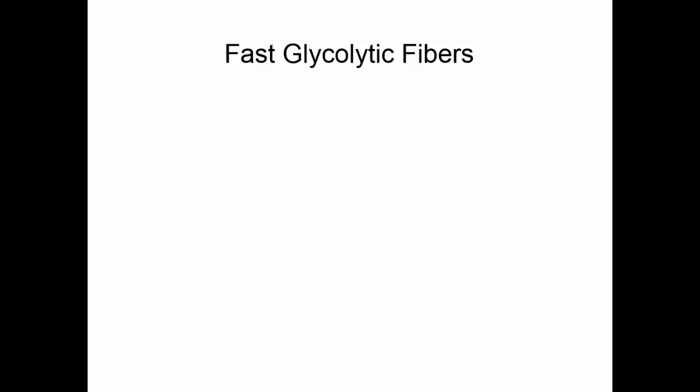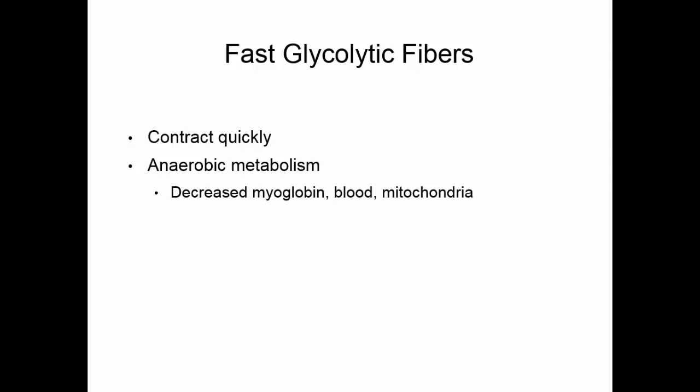The fast glycolytic fibers contract quickly, but they rely on anaerobic metabolism. As a result, they don't have a whole lot of myoglobin, they don't have a really rich blood supply, and they don't have much of a need for mitochondria. They have all of these things, but they don't have them like the red fibers do. They do rely a lot on glycogen stores, so they have an increased amount of glycogen storage. This makes them appear white, so these are sometimes referred to as white fibers.